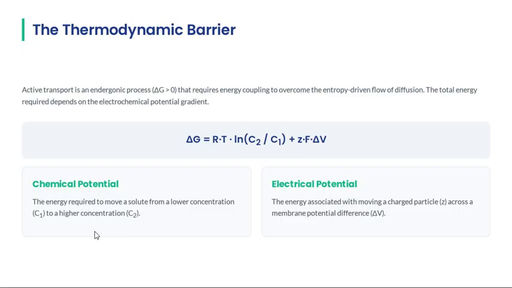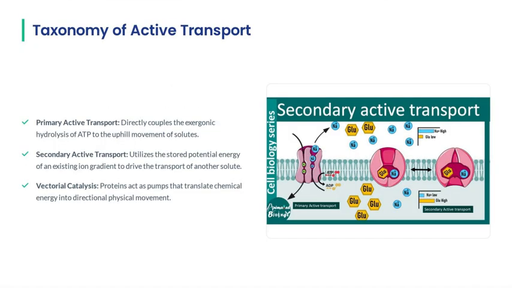And the chemical potential we have is the energy required to move a solute from a lower concentration, C1, to a higher concentration, C2. And electrical potential is the energy associated with moving a charged particle, which is the Z, across a membrane potential difference, which is the change in V. And that is the thermodynamic barrier.